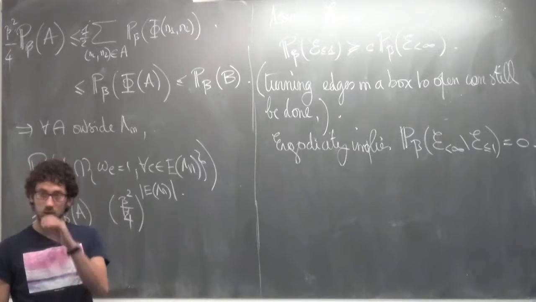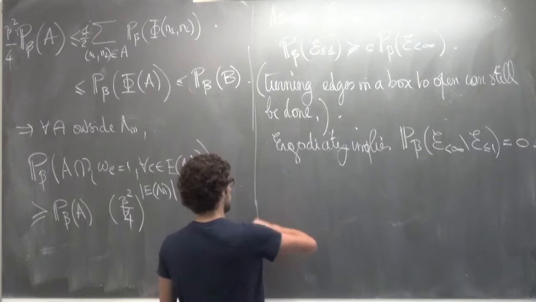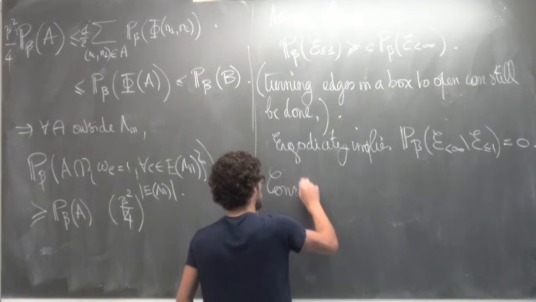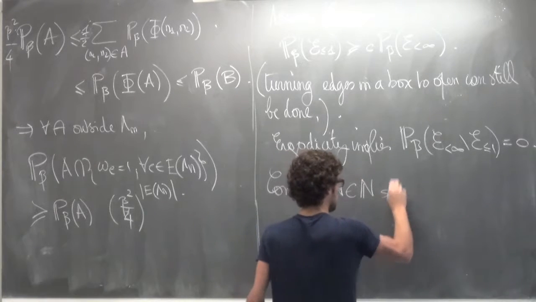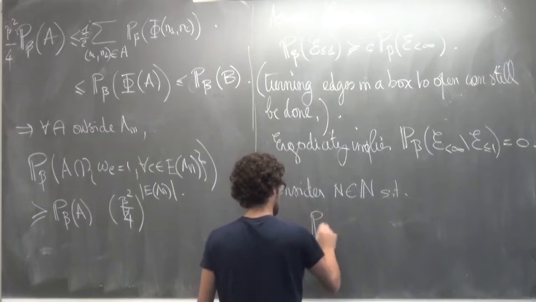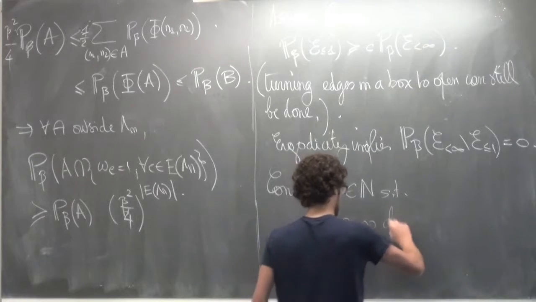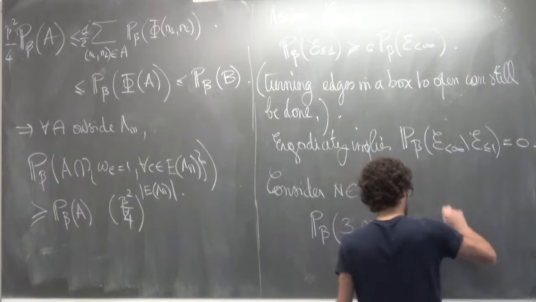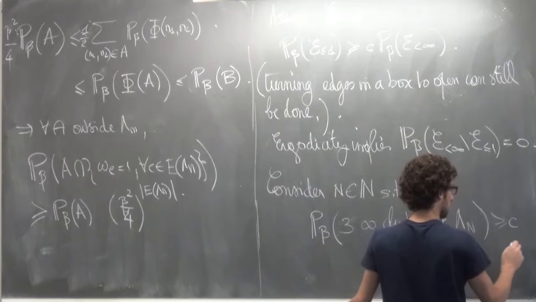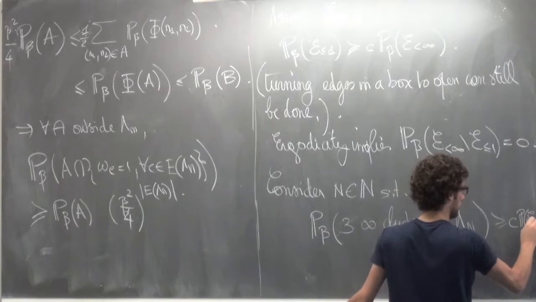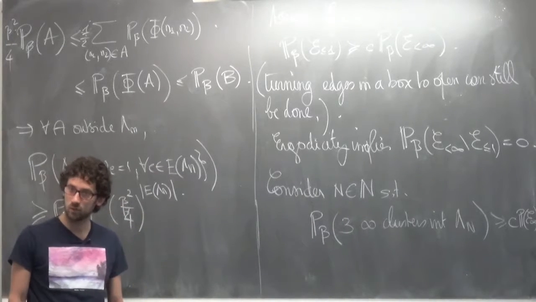So what we are going to do, we are going to speak of coarse trifurcations. So now, consider n large enough such that we have three infinite clusters intersecting lambda n with probability larger than constant times the probability of E infinity. So constant times the probability of having infinitely many clusters. So we can always do that.